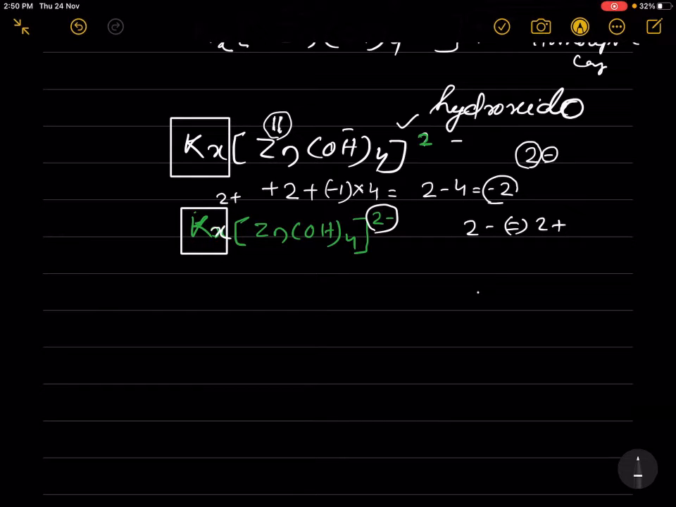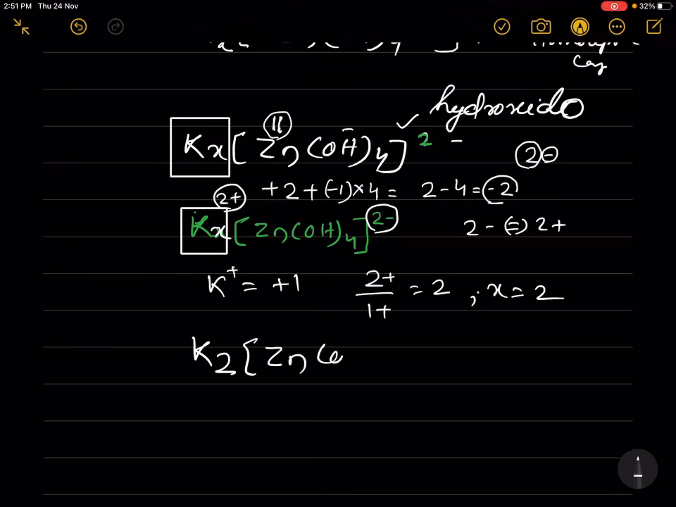How? You see, the charge on K is plus 1, K plus. So 2 plus is the total charge on cations, and the charge on one cation is 1 plus. So 2 plus by 1 plus is 2. So here x is equal to 2, or I can write K2[Zn(OH)4]. Here you can find the value of x without writing x also. You can do it in your mind.